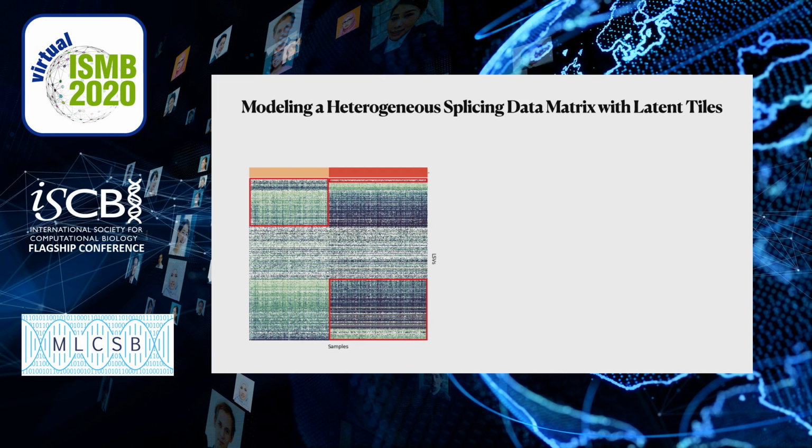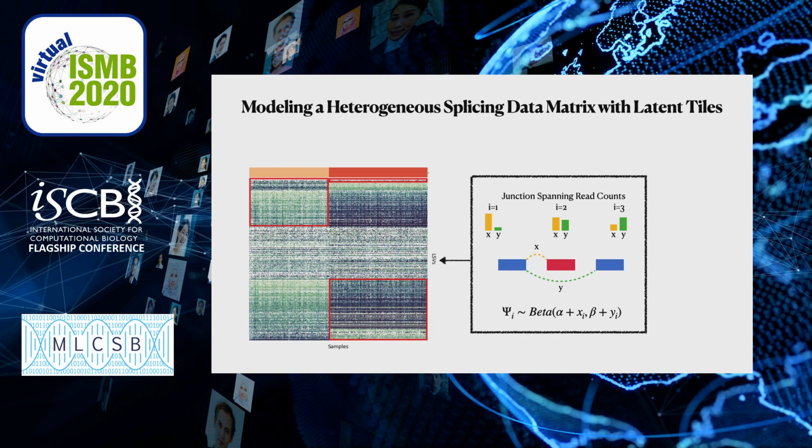Now, imagine a data matrix containing some measurement of interest extracted from RNA-seq. In the case of splicing data, each row is a splicing event, and the matrix entries are junction-spanning reads that are mapped to a spliced junction of interest. Splicing is typically quantified as psi, or percent splice in, which is a ratio of exon inclusion, and can be modeled as a posterior beta distribution with priors updated using the junction-spanning reads.